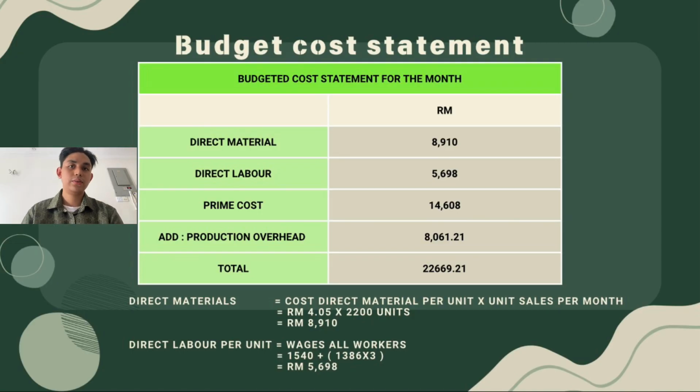For direct labor, combine all the workers' wages, and you will get 5,698 ringgit. When you total up, you will get prime cost, which is 14,608. Don't forget to add the production overhead, 8,061 ringgit 21 cents. So the total of all of it is 22,669 ringgit 21 cents.